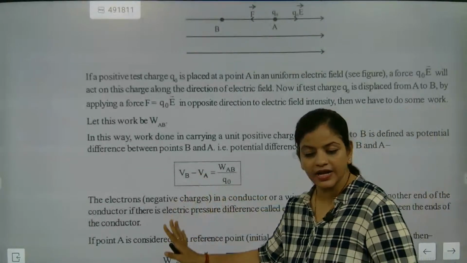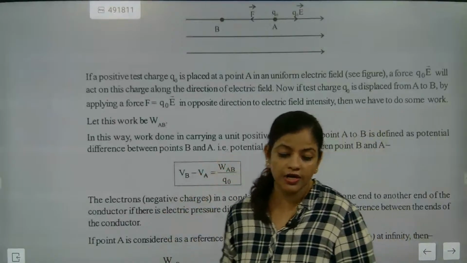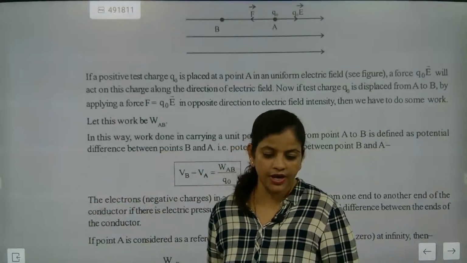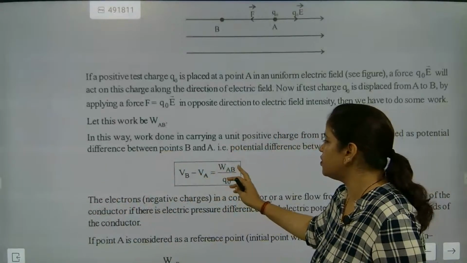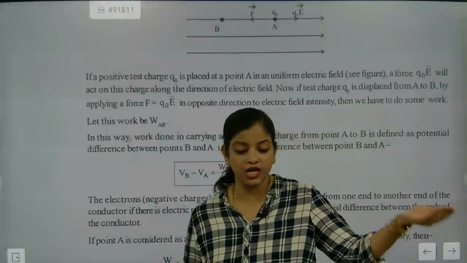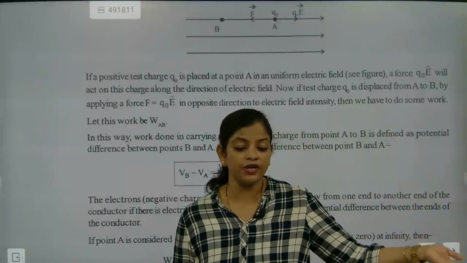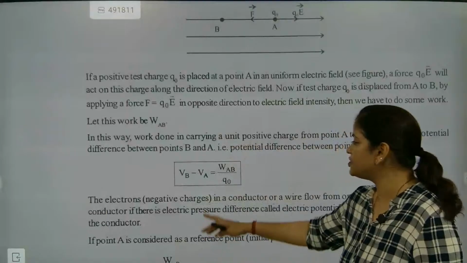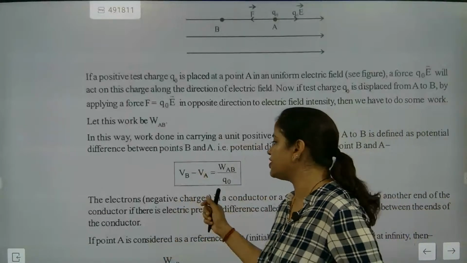So what is the formula? Directly we will be talking about the work done. Okay. So potential difference is equal to the work done by the charge, the amount of charge that it is taking from infinity to that point. And this is the potential difference. This is potential difference.